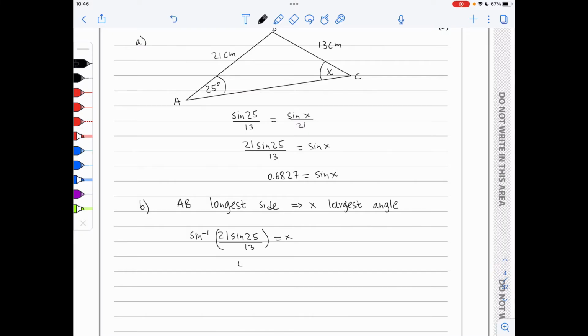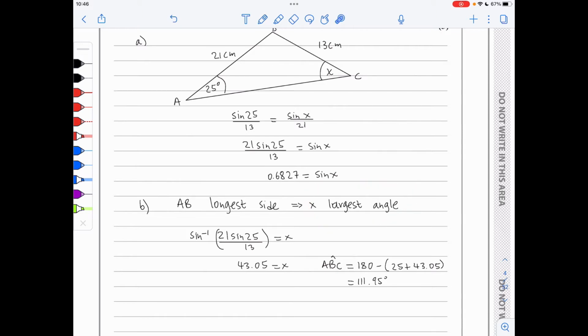value of 43.05. If x was 43.05, then the angle ABC here would have been found by saying that ABC is 180 minus the 25 and the 43.05, which gives an answer of 111.95, which certainly violates the fact that x had to be the largest angle.